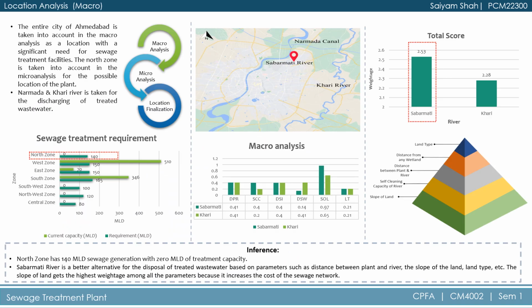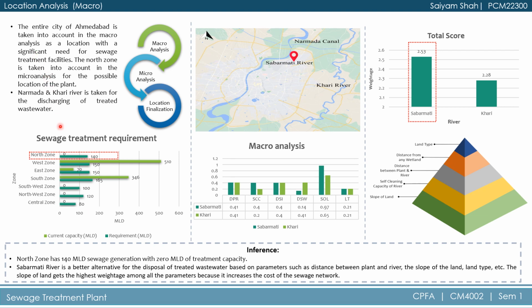Location analysis. Location analysis is an important tool which indicates the feasibility of the project based on location at macro and micro level. This tool helps in choosing the best site location for the proposed sewage treatment plant. The entire city of Ahmedabad is taken into consideration for the macro analysis as a location with significant need for the sewage treatment facility. Two rivers, Narmada and Khari, are taken into consideration for the macro analysis.